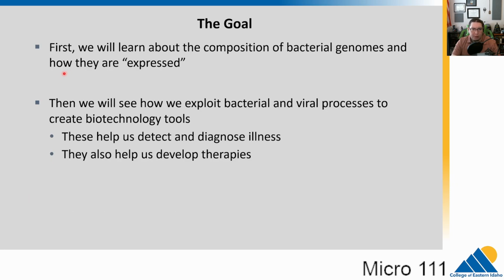So the goal of this chapter is, first we need to learn about the composition of a genome, and then we're going to learn about how the genes in the genome are expressed or turned into proteins. We're then going to take that knowledge and look at how we can exploit bacterial processes and viral processes to create tools. We're going to steal the pieces that naturally go on in this and use that to help us detect and diagnose illnesses, and then ultimately develop therapies that can help with these things.